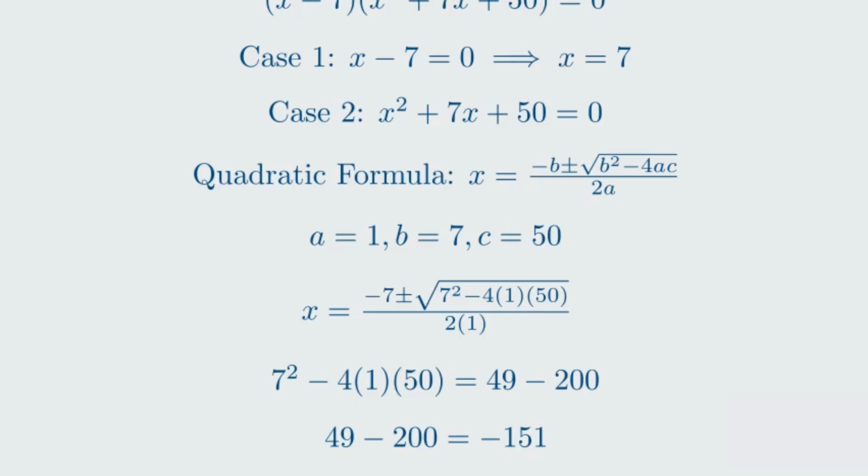It has two complex conjugate solutions. For this video, we'll focus on real solutions. This confirms that x equals 7 is the only real number solution to our original equation. We have successfully found the complete set of real solutions, achieving our second objective.